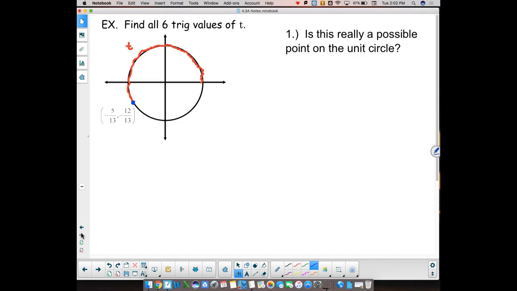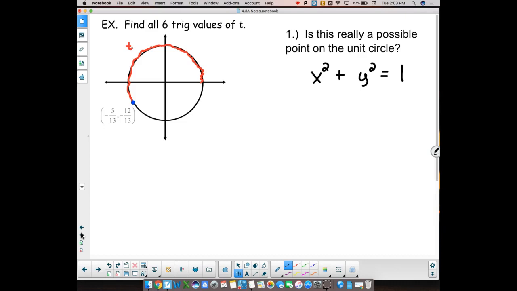How are you going to determine if a point is on the unit circle? What's the equation of the unit circle? The easy one, because it's the unit circle. X squared plus y squared equals 1. So you take the x part of the point, square it, take the y part of the point, square it, add them together, and if it's 1, that point is on the unit circle, and then we can figure out the 6 trig values for it.